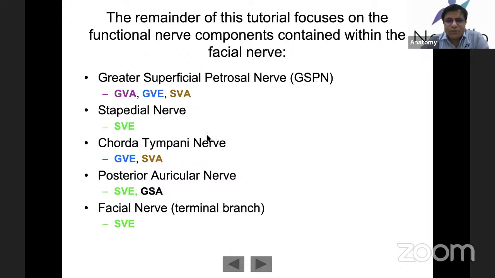So the remainder of this tutorial focuses on the functional components contained within the facial nerve, and these are the branches of the facial nerve. So first, second, and third you're seeing are the greater superficial petrosal nerve, stapedial nerve, and chorda tympani nerve. Now, these three are the branches given out of the facial nerve within the petrous temporal bone. So these are the intracranial branches. Before the facial nerve emerges out from the stylomastoid foramen, it has already given these three branches.